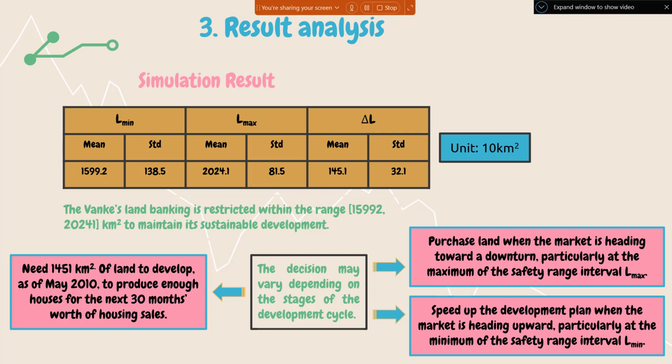The decision may vary depending on the stage of the development cycle. We will purchase land when the market is heading to a downturn, particularly at the maximum of the safety range interval L-max, or we will speed up the development plan when the market is heading upward, particularly at the minimum of the safety range interval L-min. On the other hand, we will need 1,455 square kilometers of land to develop as of May 2010 to produce enough houses for the next 30 months worth of housing sales.